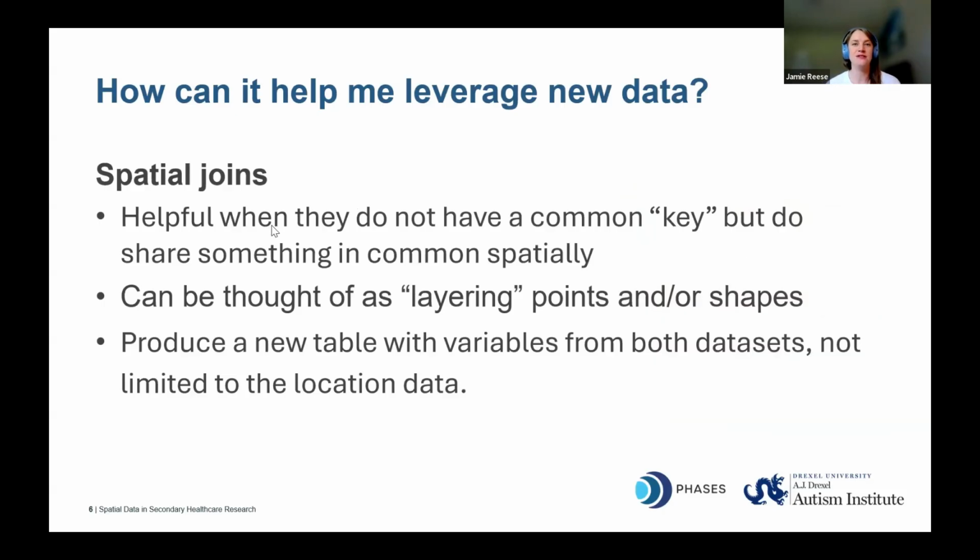But there's lots of instances where you don't have a common key. And if you don't have a common key, but you do have spatial information, then you can use a spatial join to bring those two data sets together. You can think of this as adding layers to a map and then asking the software to add variables from one layer to another based on the two layers' relative spatial locations.